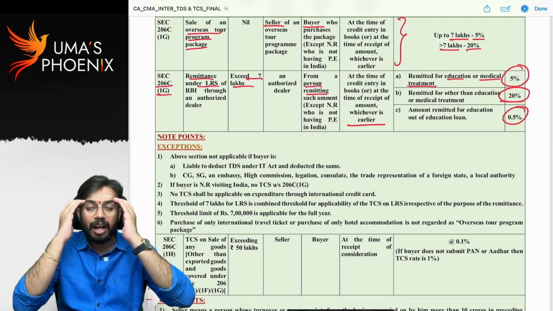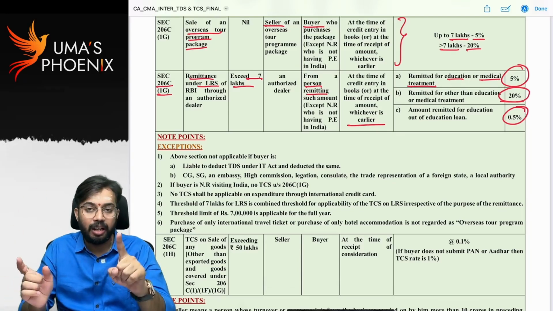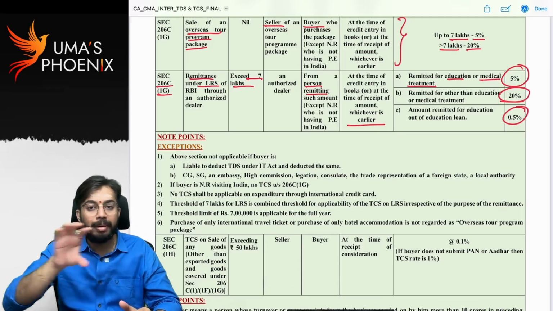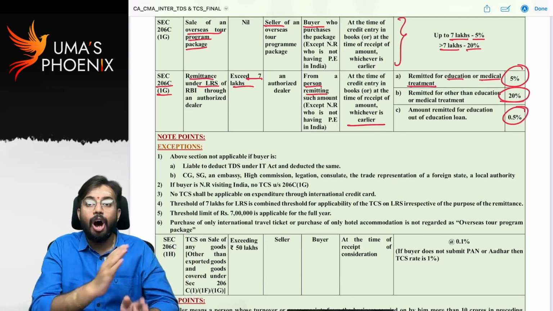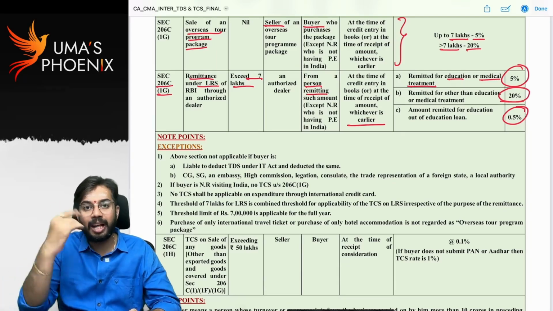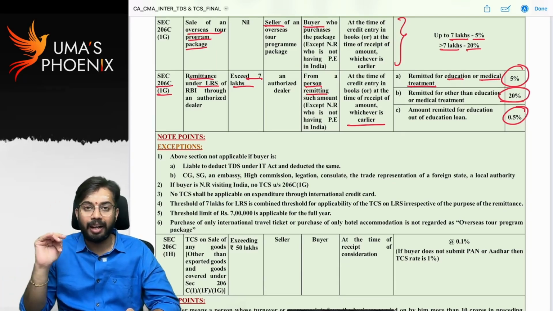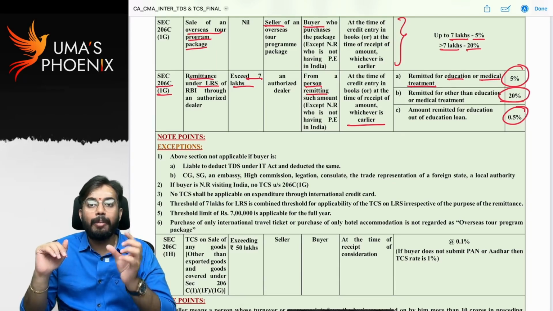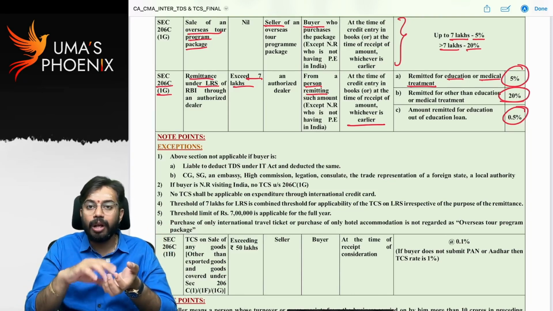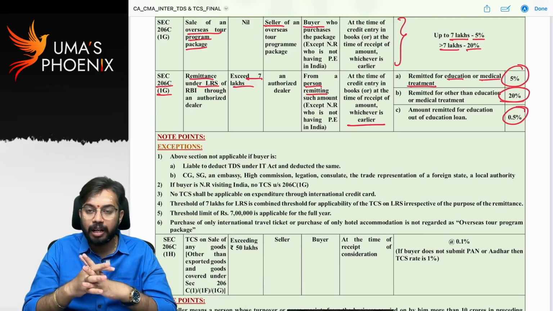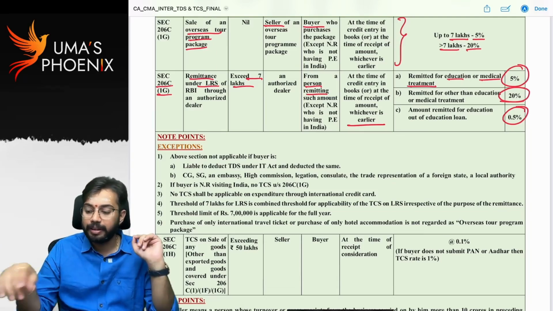Very easy. Whenever you are remitting money outside India, check the amount of remittance. If all remittances in a financial year are less than 7 lakhs, no TCS will be collected. If all remittances in a financial year are more than 7 lakhs, then TCS will be collected. What is the rate of TCS? If the amount is remitted for education or medical treatment, the rate of TCS is 5%. If the amount is remitted other than for education or medical treatment, the rate of TCS is 20%. If an education loan is taken and the education loan amount is remitted outside India for education or medical treatment, the rate of TCS is 0.5%. Is it clear?